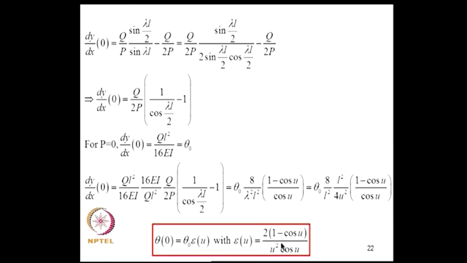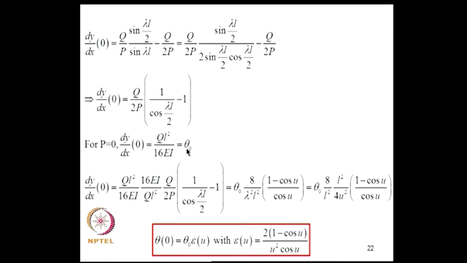On the other hand, if you look at the slope at the supports, if you manipulate these expressions, we can show that the slope is given by this, and again following the same argument that we did for midspan deflection, first we will find out what should be the slope with p equal to 0.